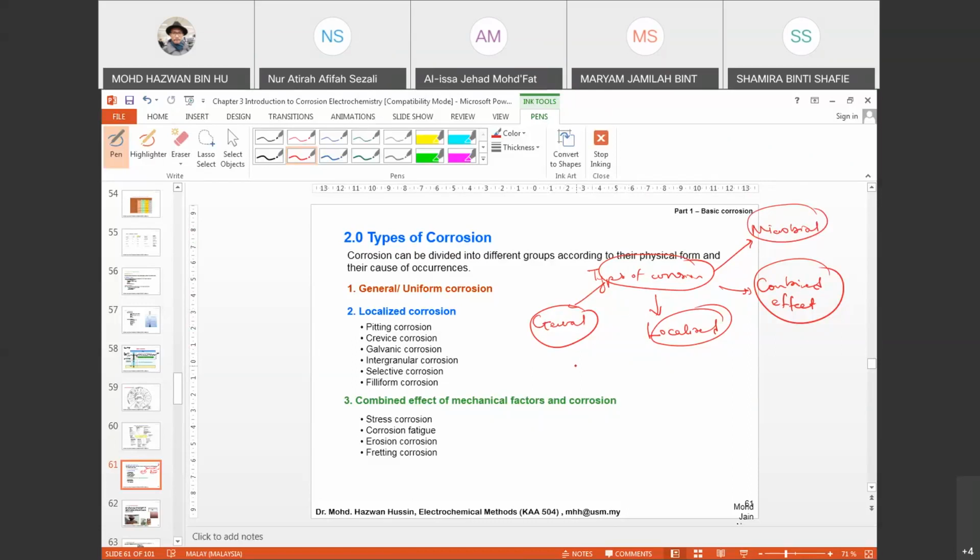Okay. So what does it mean by general corrosion? General corrosion means that the corrosion occurs generally. It forms a homogeneous layer or homogeneous process. That's why you'll see that the surface will be all corroded. This we can categorize as general corrosion. Localized corrosion, in turn, means that corrosion only occurs at a specific site.